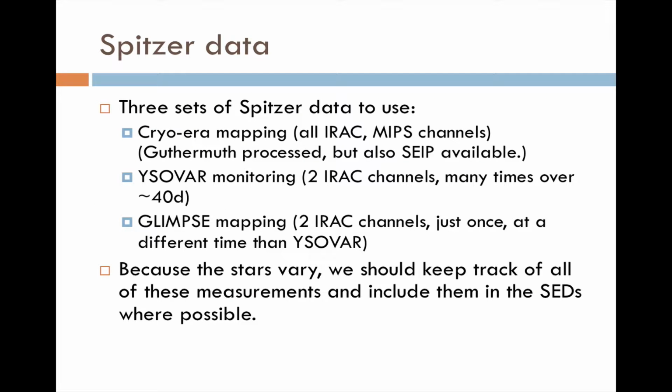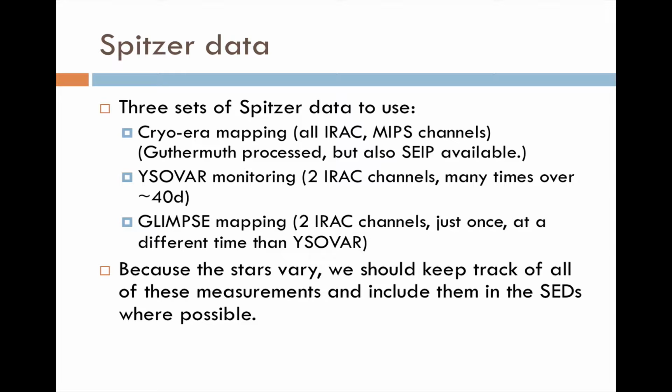So we have 3 distinct sets of Spitzer data to use. We have mapping at all the IRAC and MIPS channels from when we had cryogen. Rob Gutermuth has processed this for us, but we also have the data from something called the Spitzer Enhanced Imaging Products, or SEIP. That project took all the cryo data that Spitzer took, all of it, in IRAC and MIPS, and made mosaics and did source extraction of the bright sources.